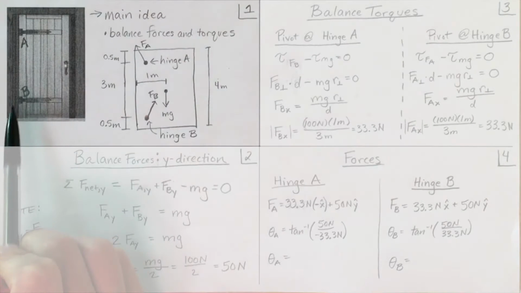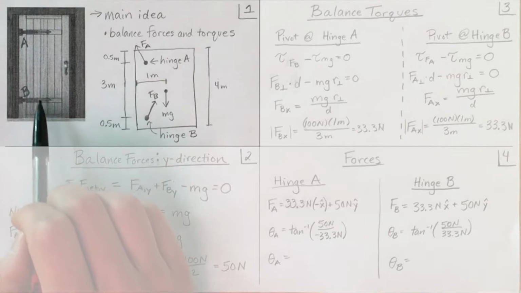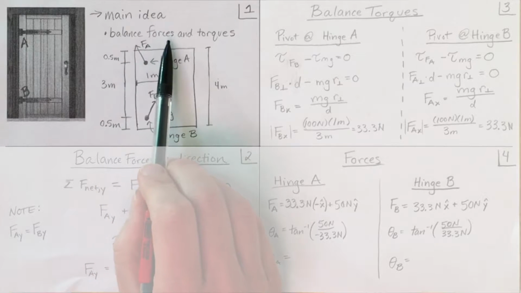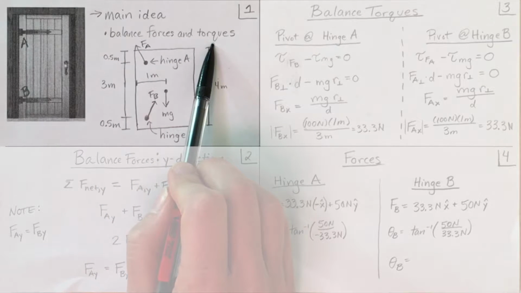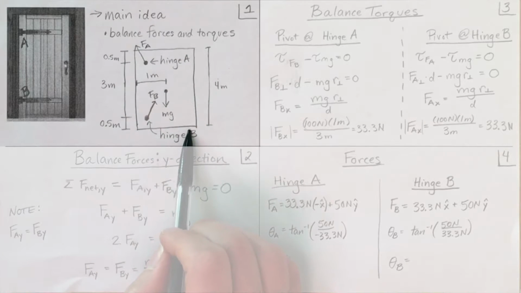A door is hanging from two hinges, which we've labeled A and B, and we're asked to find the force exerted on each hinge, including magnitude and direction. To solve this problem, we will need to balance forces and torques because this is a statics problem. Our door has this geometry here.